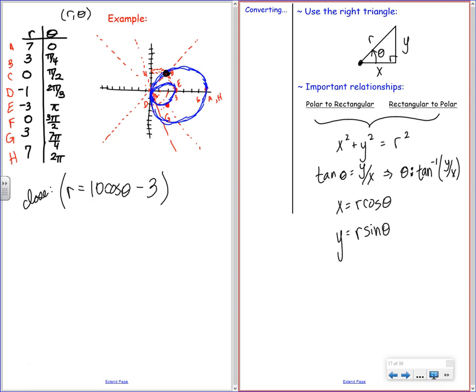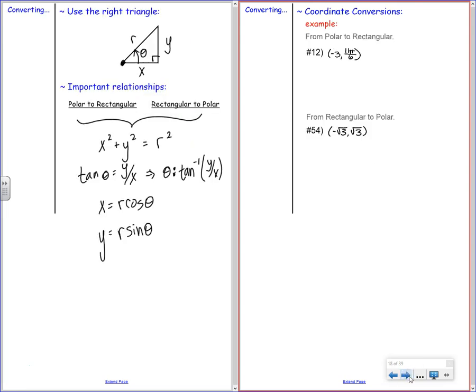How do we know which ones to use? Well, let's get some examples. What if it says, convert, coordinate conversions. Convert from polar to rectangular.